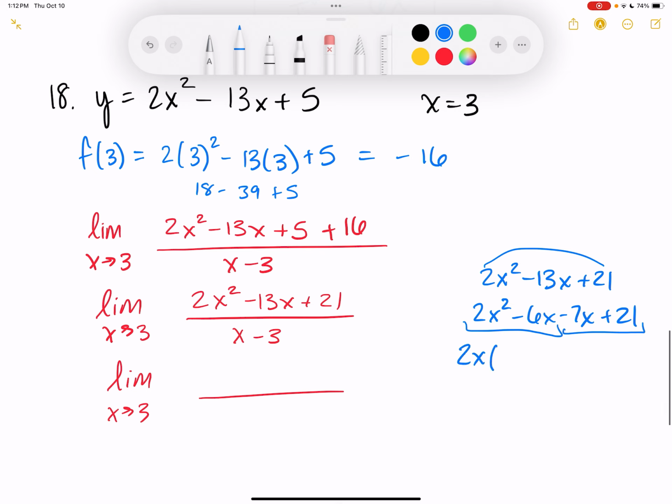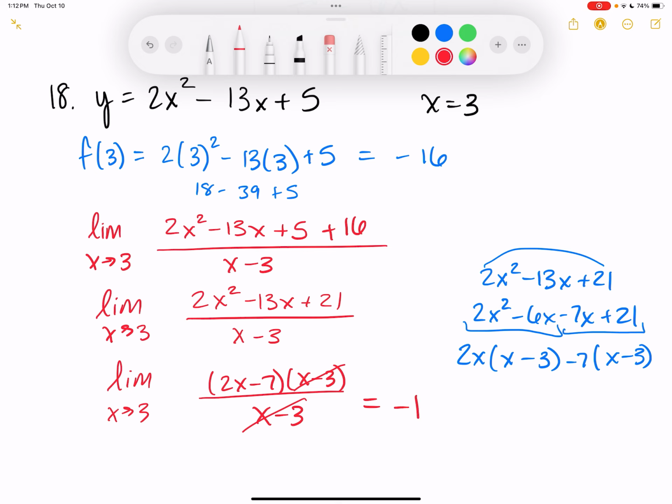So 2x times x minus 3 minus 7 times x minus 3. So then now in my limit, I can put 2x minus 7 times x minus 3 over x minus 3. Cancel the x minus 3's. If I plug in 3, then what do I get? Negative 1. So this is the slope of the tangent.